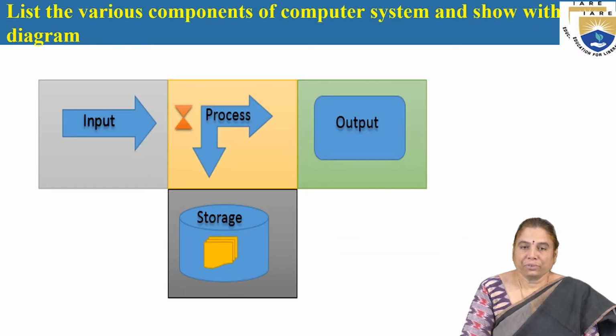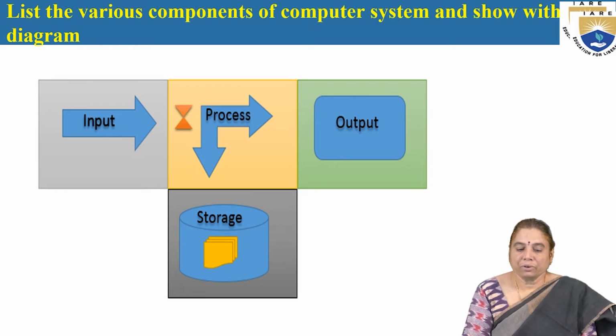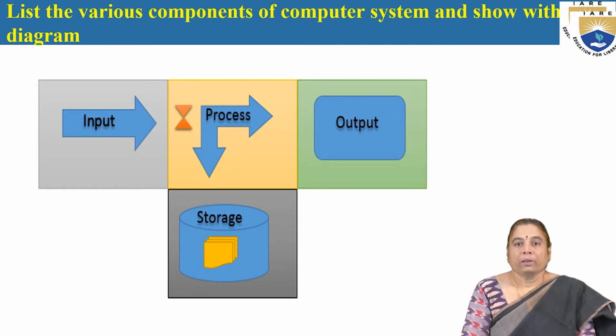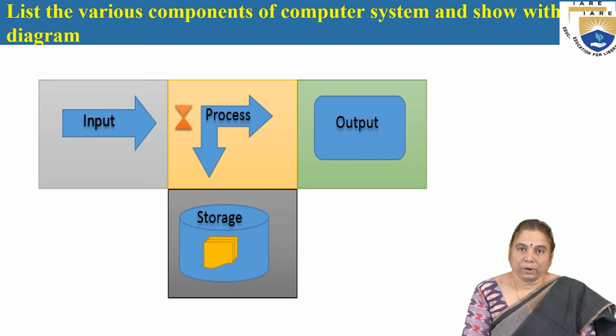Next, move to the next question. List the various components of a computer system and show with a diagram. So first we have to discuss the definition of the computer. A computer is an electronic machine which receives data from the user, processes it and gives the output with very high speed and with greater accuracy.